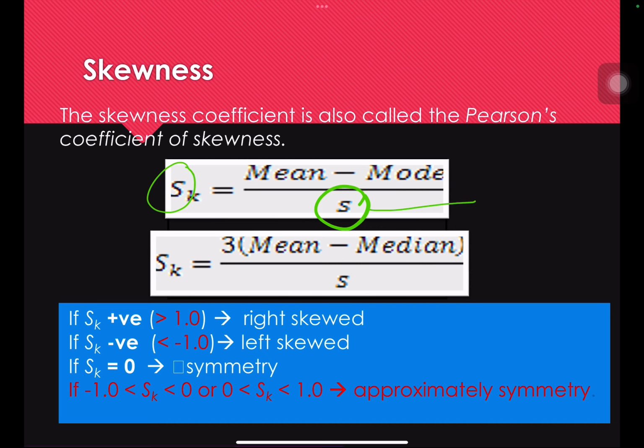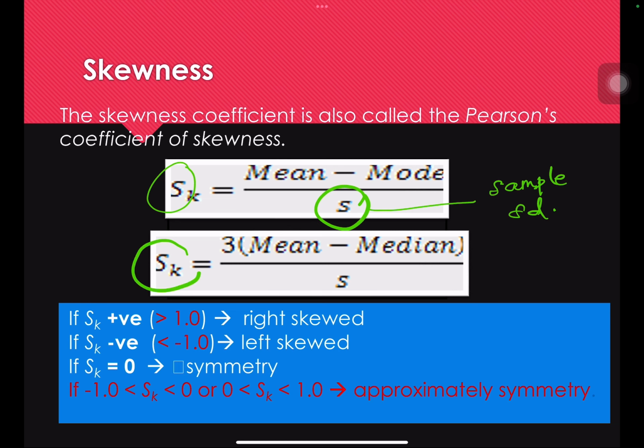Okay. So mean, you know how to find mean. And we know how to find mode. What is S then? Simple. Standard deviation. S square is sample variance. Small s here is sample standard deviation. That's why we calculated standard deviation just now. Okay. That is the first formula.